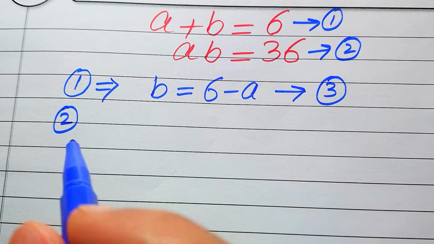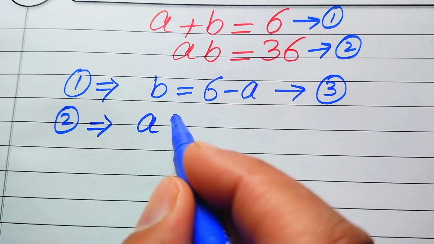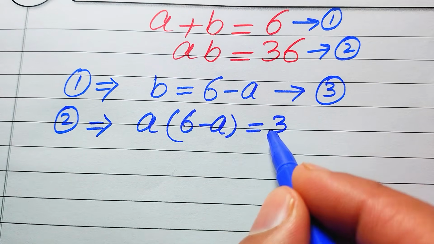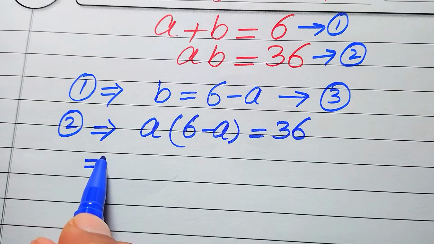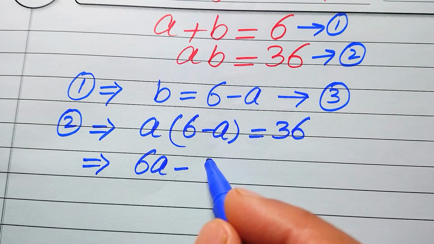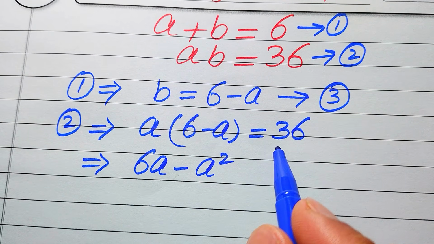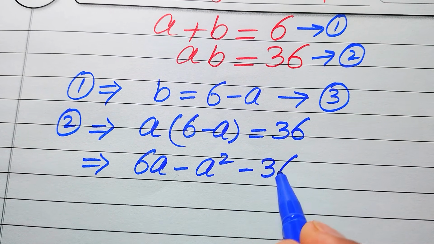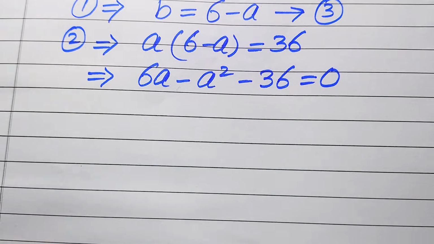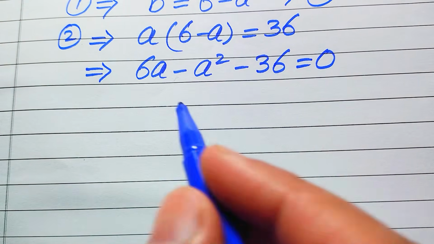So we substitute this here and equation number 2 implies a times b, where the value of b is 6 minus a, equals 36. Here we multiply a on both of these terms and it becomes 6a minus a times a, which is a square, equals 36. We move it to the left hand side, it becomes minus 36, and this whole equation equals 0. Further, in the next step we need more simplification.